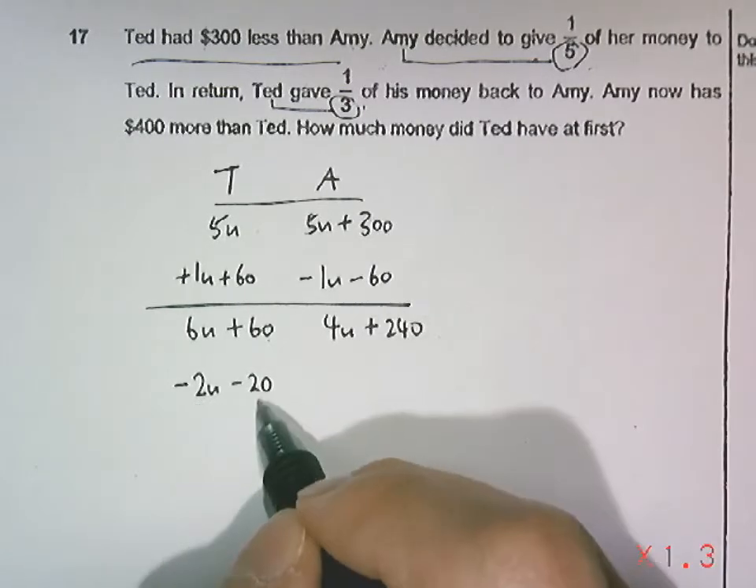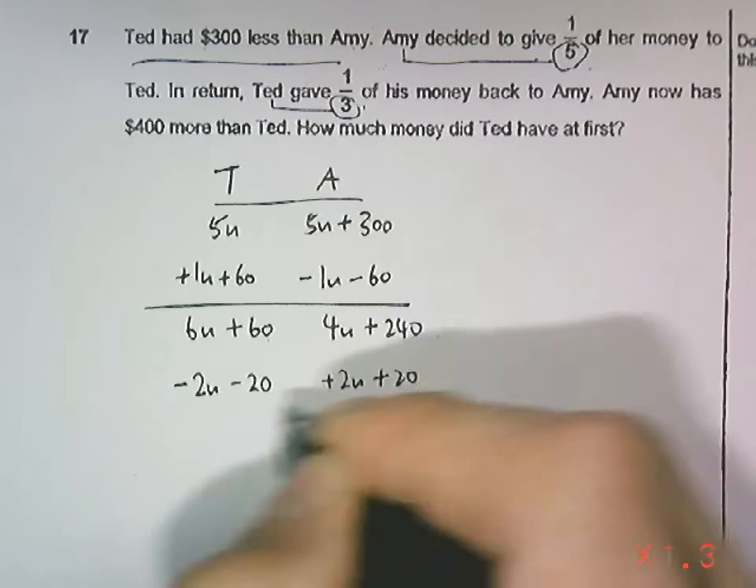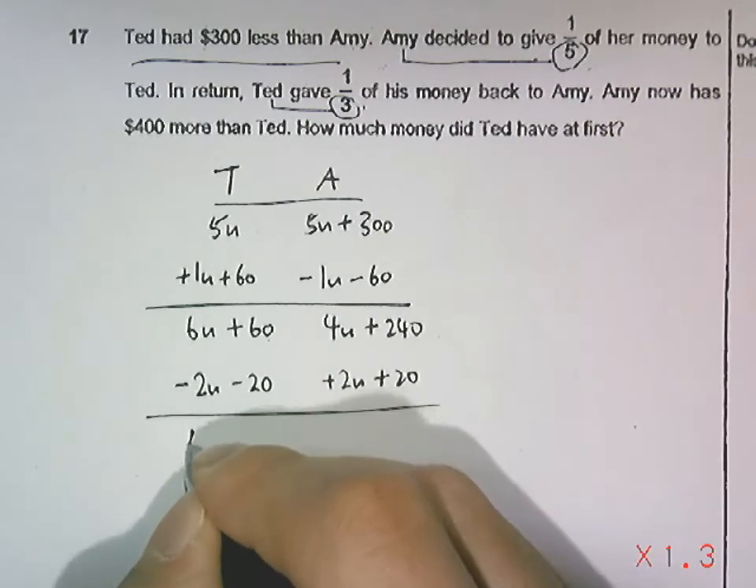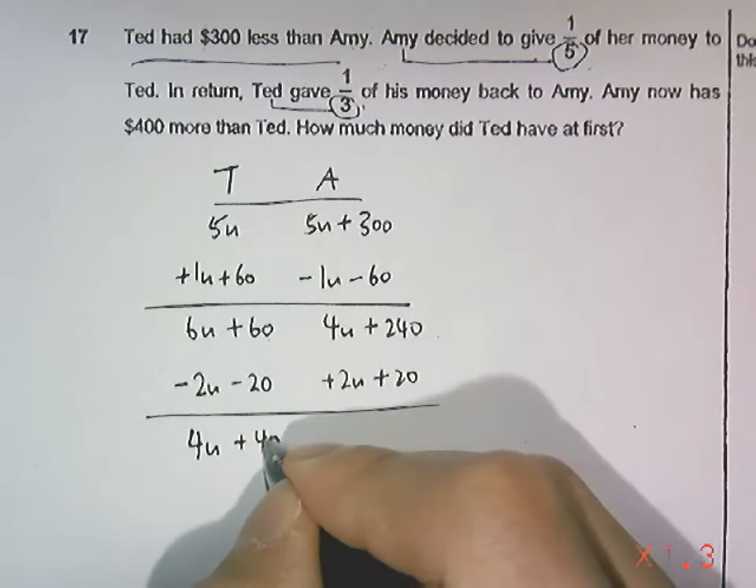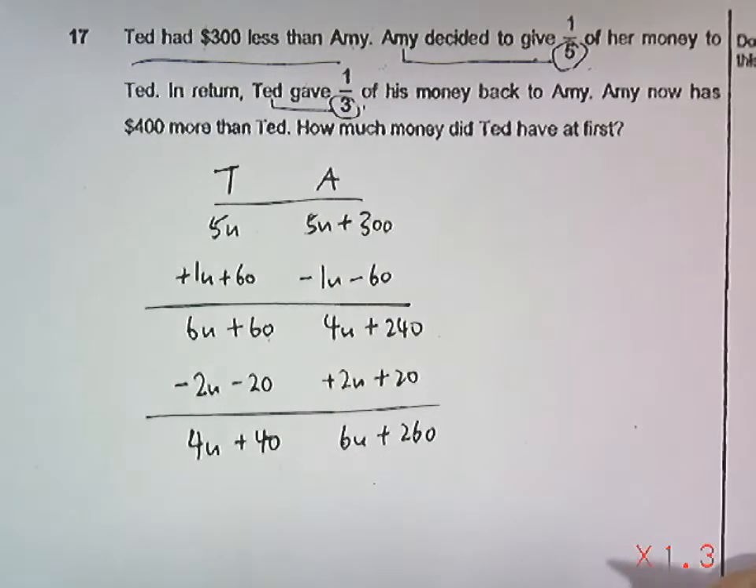So I take away from one side and add to the other, which is Amy. Amy will receive these 2 units and 20. So tally up the remaining. That will be 4 units plus 40 for Ted, and 6 units plus 260 for Amy.